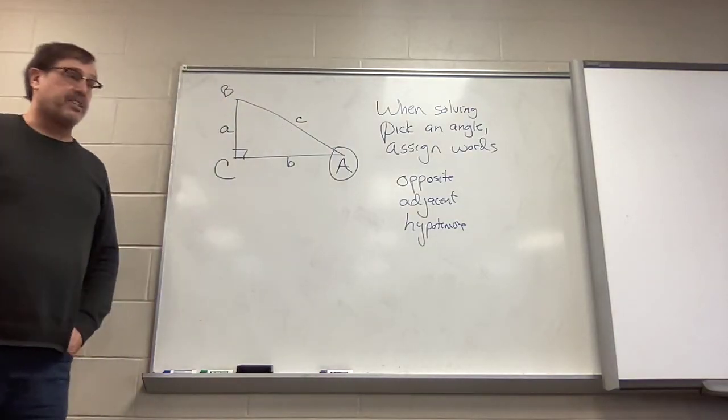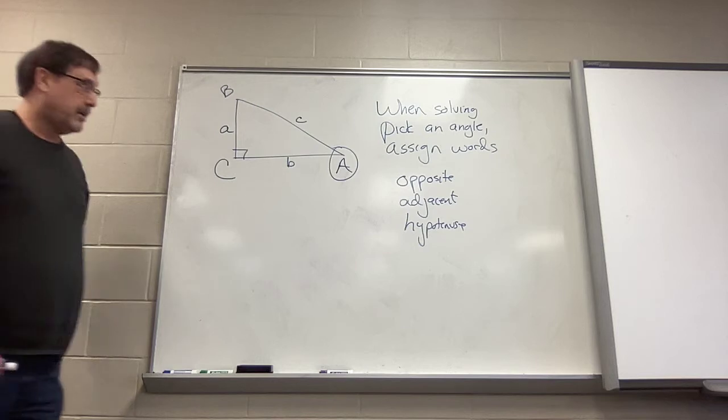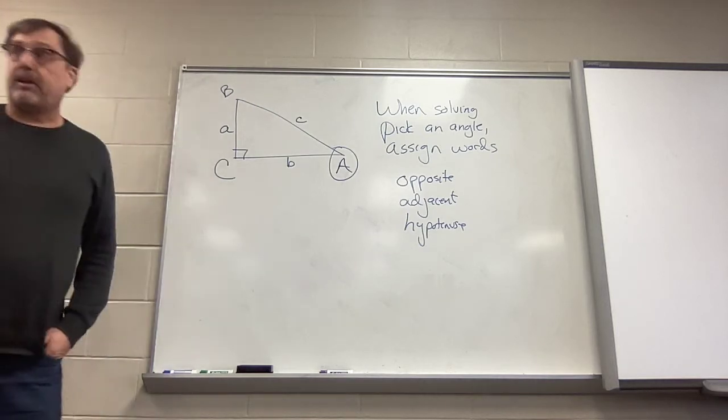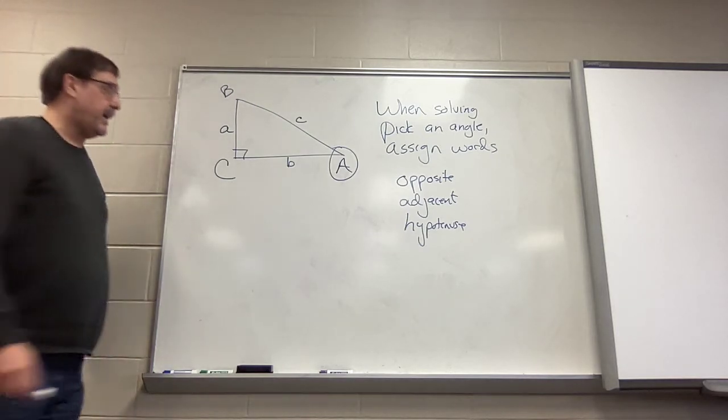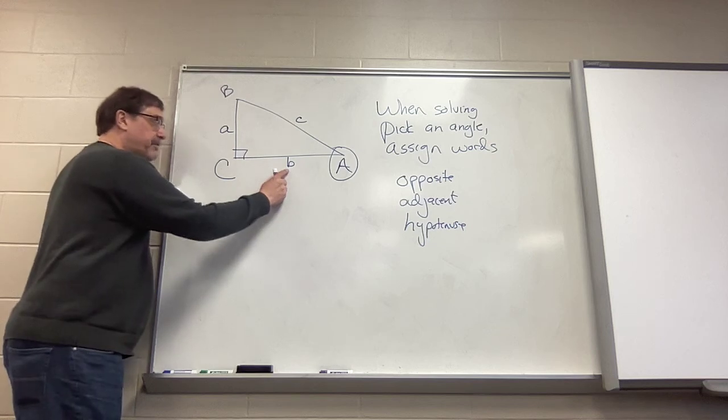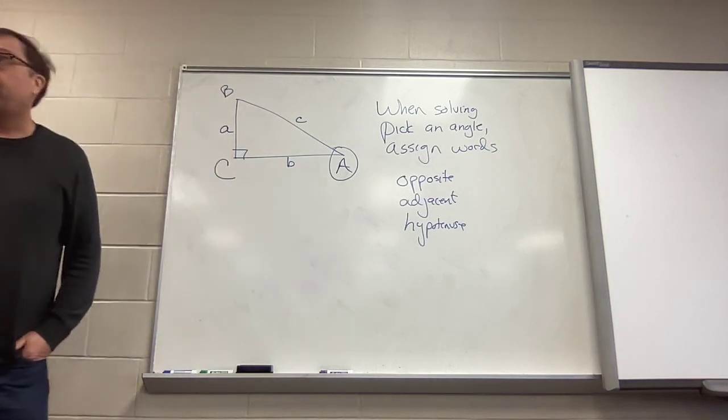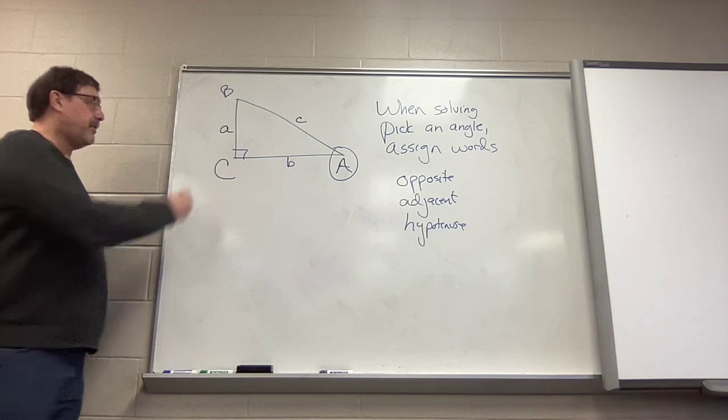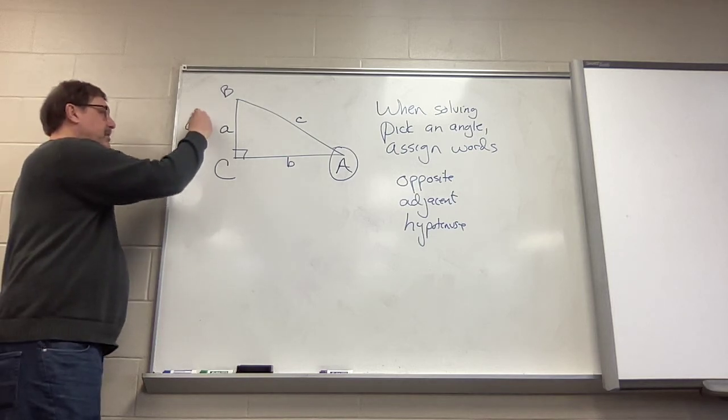Now I have three words to assign. Opposite people are people that are far, far, far away. Is little b far away, or is A far away? A is far away. Please write the word opposite.